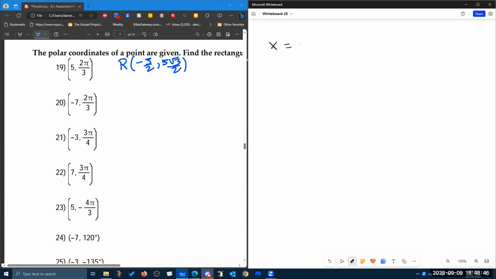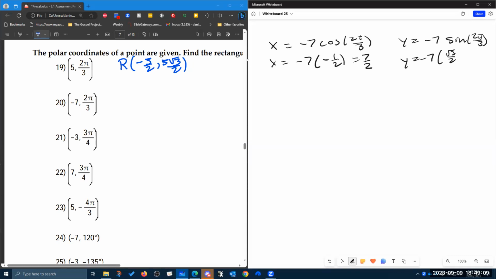X is going to be r cosine 2 pi over 3 again. Y is going to be r sine 2 pi over 3. X is going to be negative 7 times a negative 1/2, which is a positive 7/2. Y is going to be a negative 7 times a positive root 3 over 2, which is a negative 7 root 3 over 2. R is for rectangular.